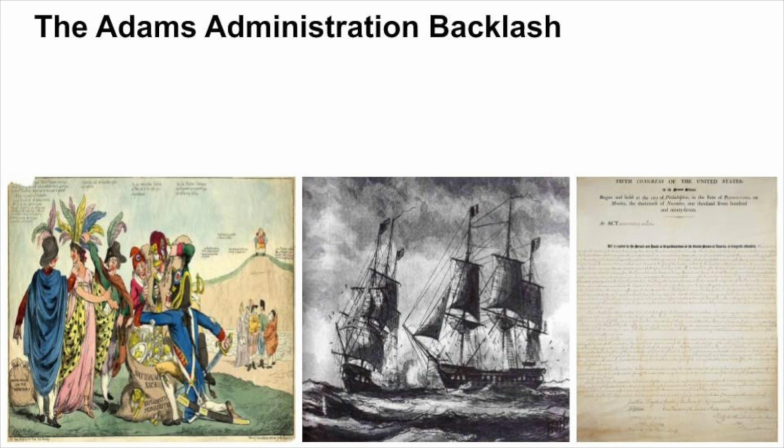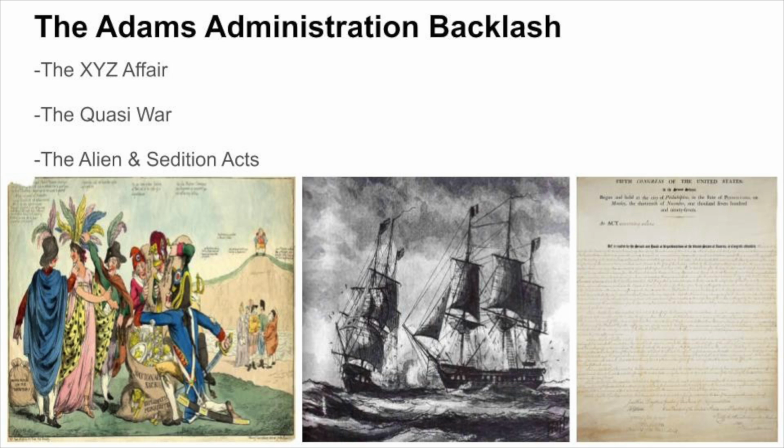The Democratic-Republican Revolution was the result of a backlash to three major events that happened back-to-back during the Adams administration. These events were the XYZ affair, the Quasi-War, and the passage of the Alien and Sedition Acts.